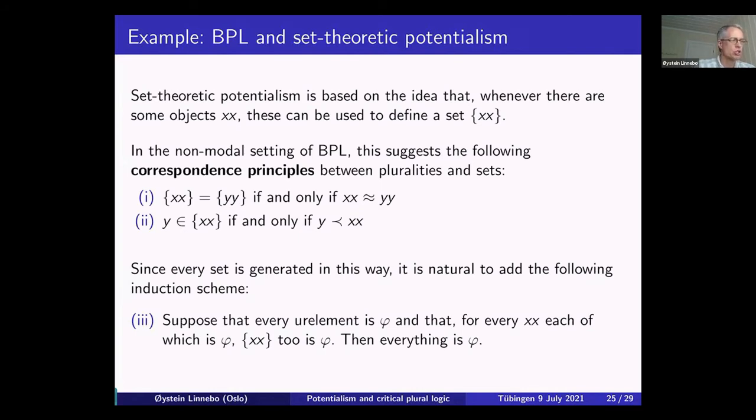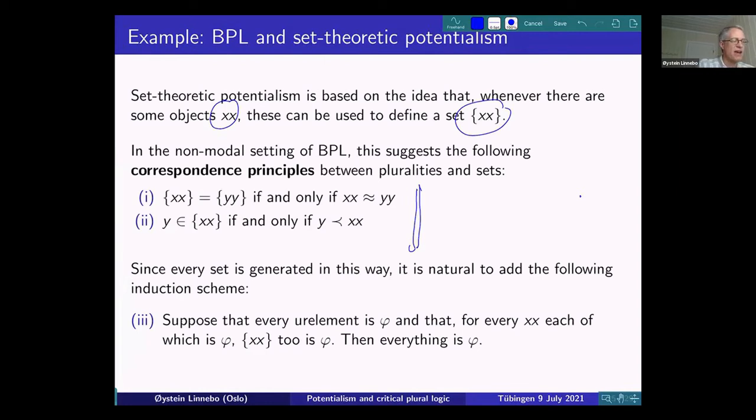So basic plural logic, we can use that now to analyze a version of set-theoretic potentialism. And we remember that that was based on the idea that there was some evidence for already in Gödel that whenever you have some objects, you could use those to define their set. If that is what you do, it's very natural to have these correspondence principles linking pluralities and sets. So for instance, given two pluralities, their sets will be identical, just in case the two pluralities are coextensive. Similar claim for membership. So Y is a member of the set of XX, just in case it's one of XX.